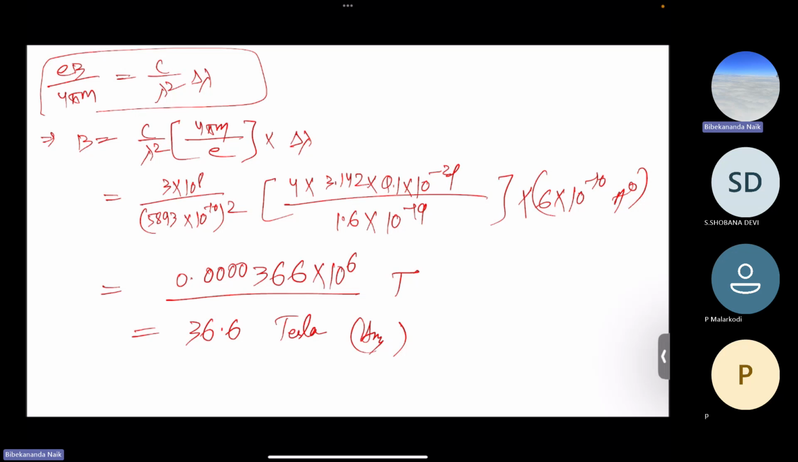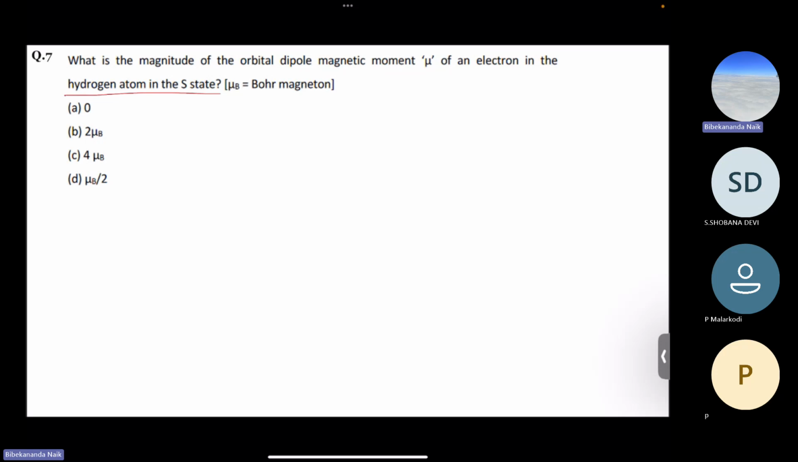Okay, so we'll move to the next question. Question number 7 says, what is the magnitude of the orbital dipole moment mu of an electron in the hydrogen atom in the S state? I think everyone can answer this question. What is the magnitude of the orbital dipole moment mu of an electron in the hydrogen atom in S state?